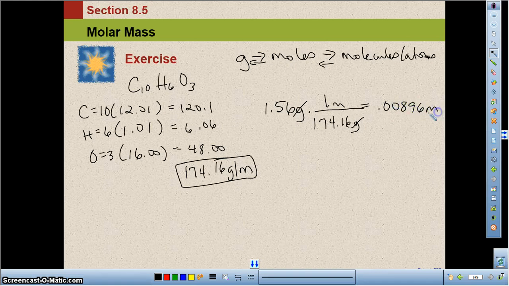0.00896 moles. That's a thousandth or smaller, so we're going to put that into scientific notation. 8.96 times 10 to the negative third moles of juglone is our answer. So that's our final answer on this problem. And those are the kinds of problems we're going to be looking at throughout this next section.